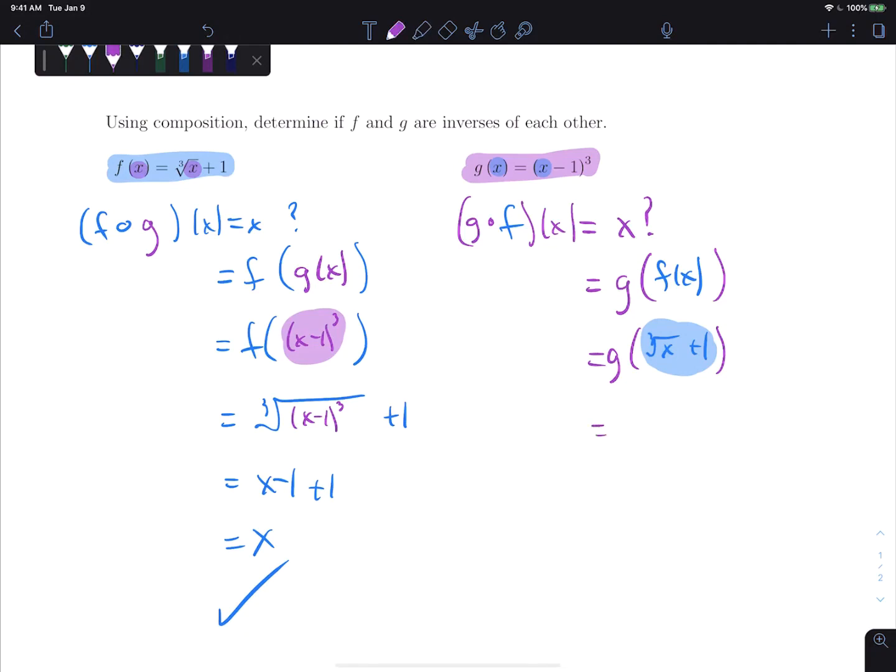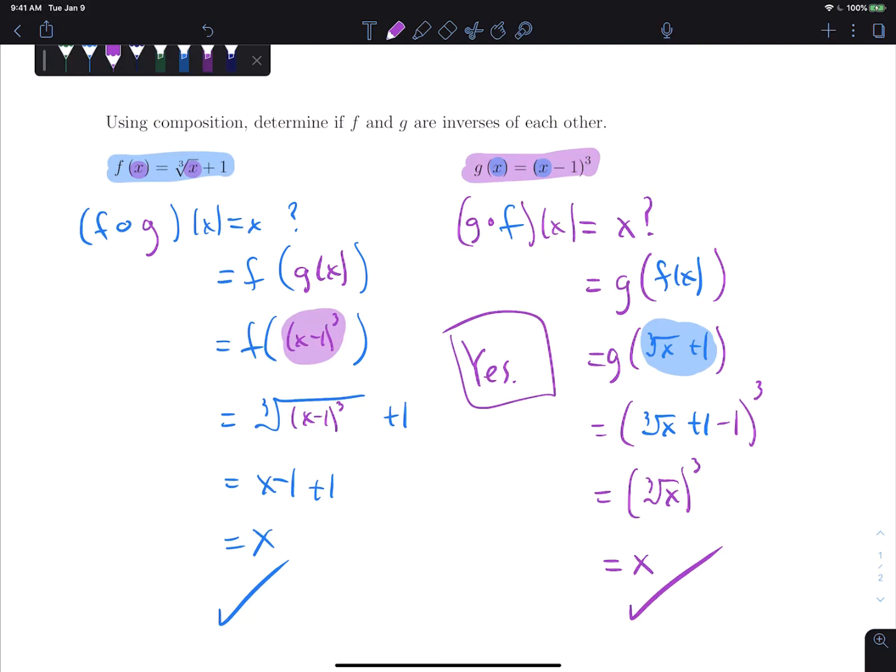This is going to give me, in parentheses, the entire cube root of x plus 1, because that's what that x is there, and then this minus 1, all cubed. And then simplify. Notice positive 1 and negative 1, they cancel each other. So we're left with the cube root of x cubed, and the cube root and cube will cancel each other, which gives us just x. And that is exactly what we wanted. Therefore, yes, these two are in fact inverses of each other.